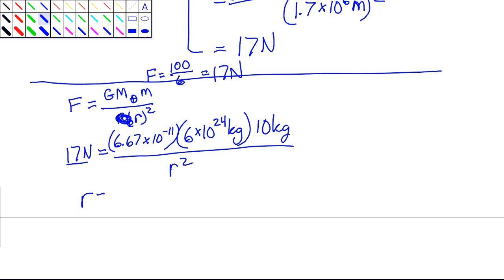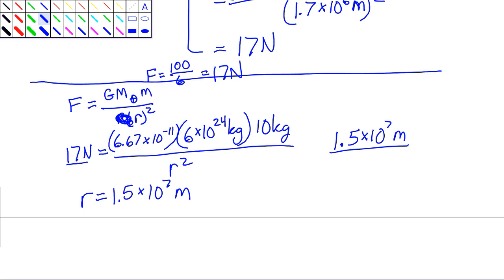That's what I'm asking here. And r turns out to be 1.5 times 10 to the 7th meters, 15 million meters. If I want to know how many Earth radii that is, I just divide by the Earth's radius: 1.5 times 10 to the 7th meters divided by 6.4 times 10 to the 6 meters, which is equal to 2.3 Earth radii. So it has to be almost 2.5 times the radius of the Earth away from the Earth in order to have the same weight as it would on the moon.